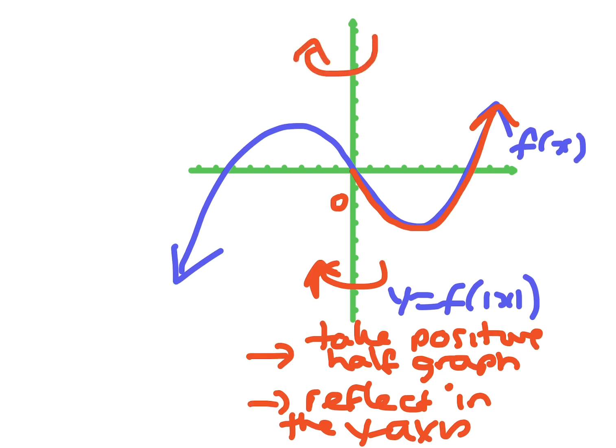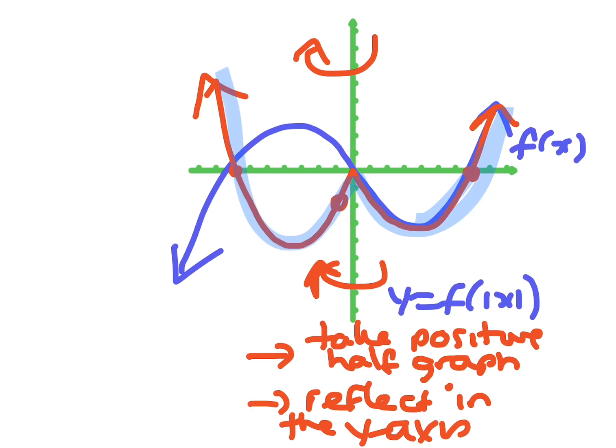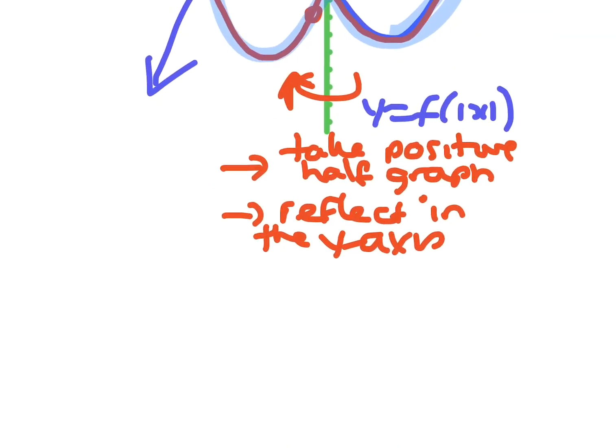So when you reflect this in the y-axis, that's 1, 2, 3, 4, 5, 6, 7 on each side. They're actually going through the same thing, but you reflect it so it'll have symmetry. So if you fold it in half, it'll be exactly the same graph on both sides. See there and there.